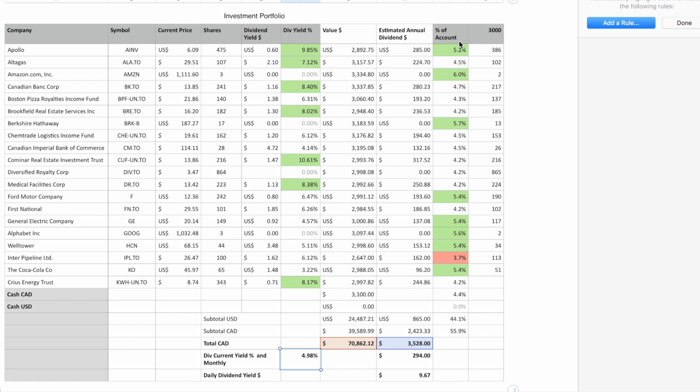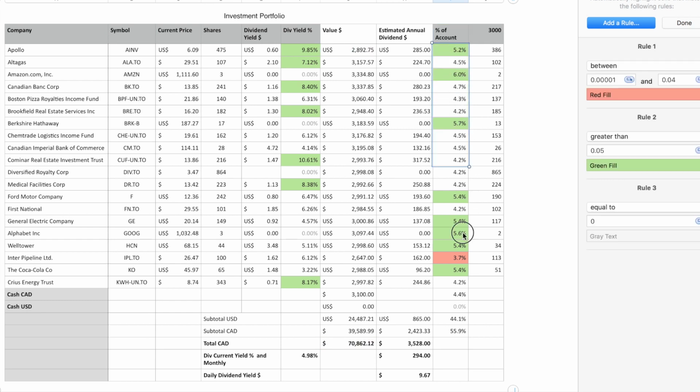So that's where I've set up this column right here, which is the percent of account. And similarly to the dividend yield column, I've got these rules in here. Anything greater than 5% will show as a green fill. I know that I'm not going to be purchasing any stocks that have green, whereas if they have less than 4%, then that's something I should be considering.